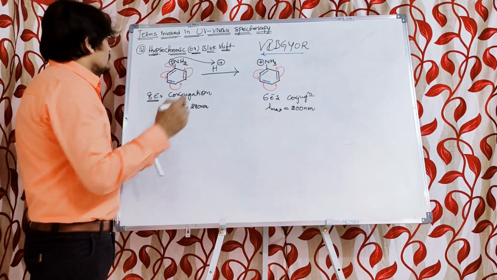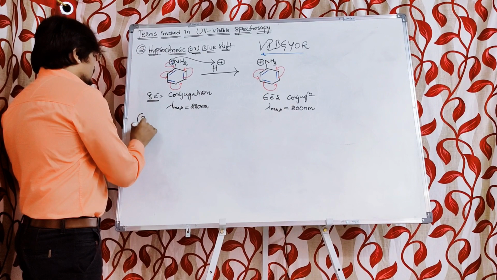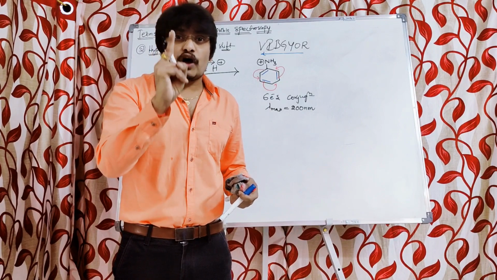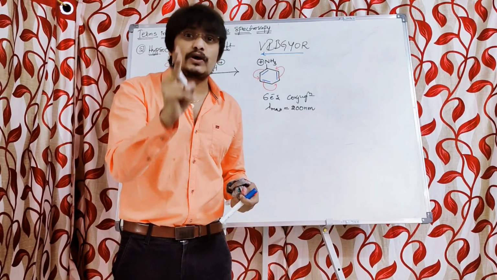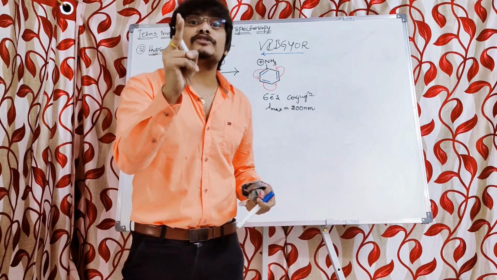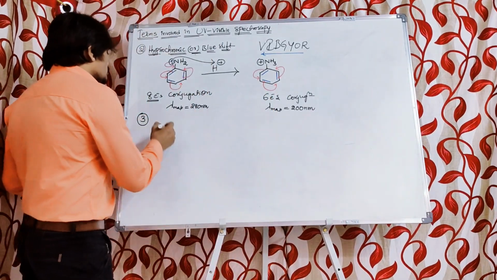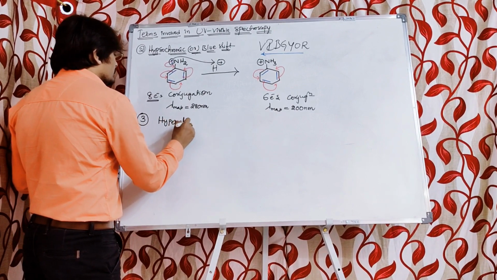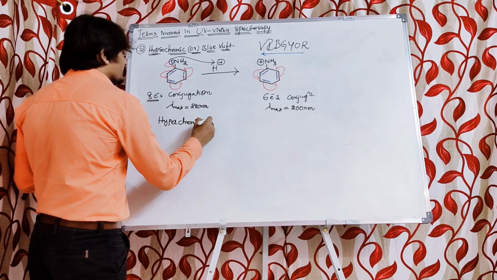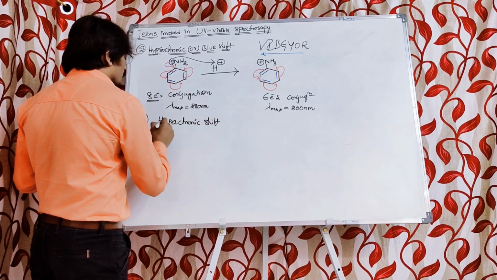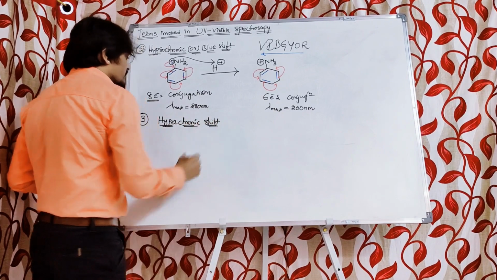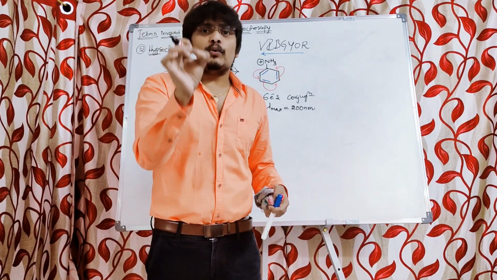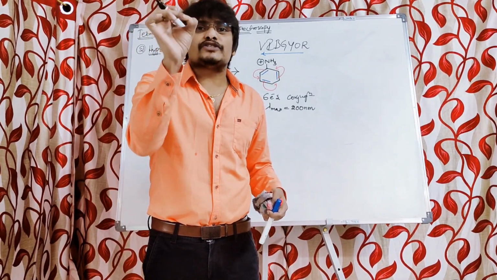Right. So, next, the third shift. What is the third shift? The first two correspond to absorption maxima, whereas the second two correspond to intensity of absorption maxima. Already I have explained. So, what is that? First one is hyperchromic shift. This is an effect due to which intensity of absorption maxima decreases.